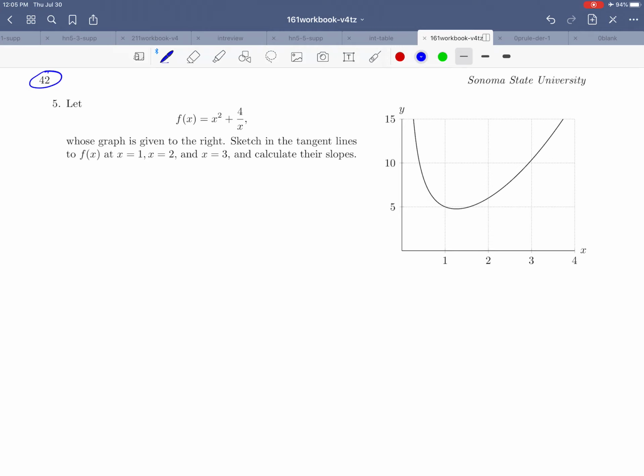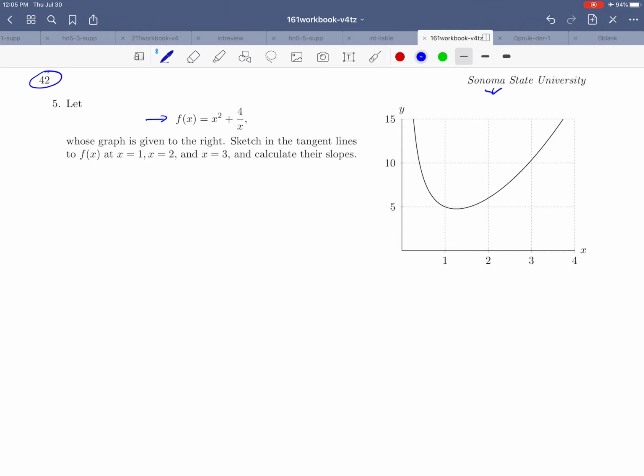Let's take a minute to read this exercise together. So they're giving us a function f of x equals x squared plus 4 over x. We've got a graph of it over here to the right. And they'd like us to sketch in tangent lines to f of x at x equals 1, 2, and 3, and then to calculate their slopes.